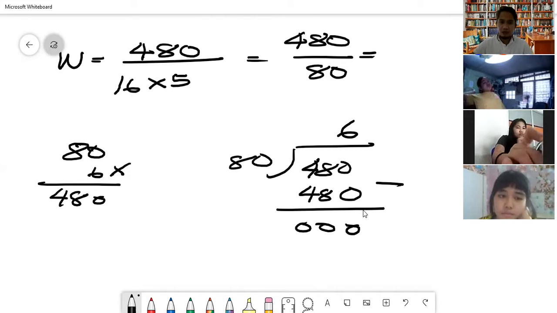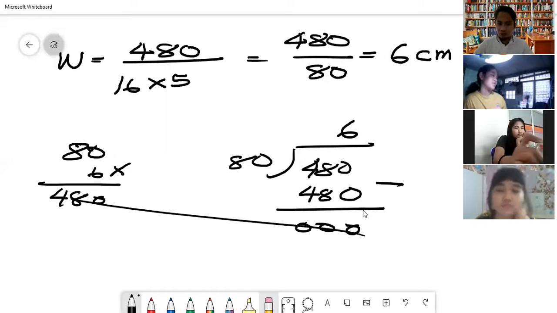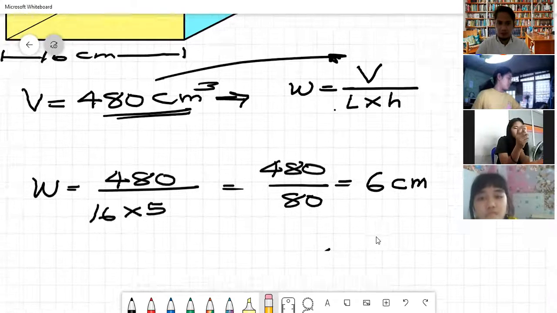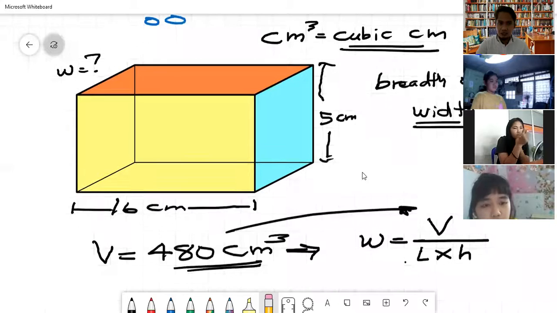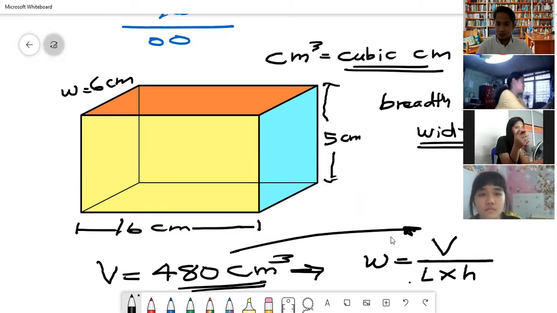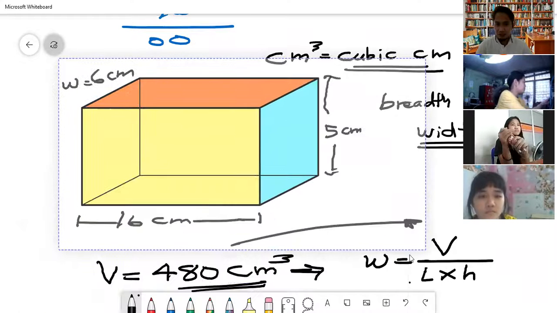So the answer here, the width, is 6 centimeters. Okay, 6 centimeters only, no cubic. So the answer is the width is 6 centimeters. To check that one, you multiply 16 times 5 times 6. It should be 480. Everyone? Understand?